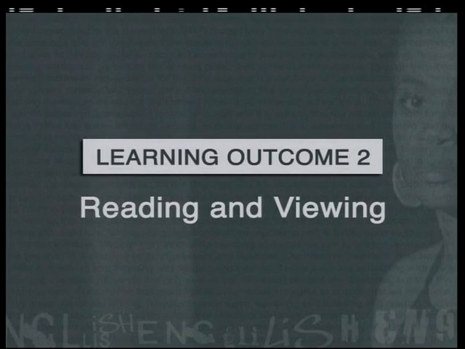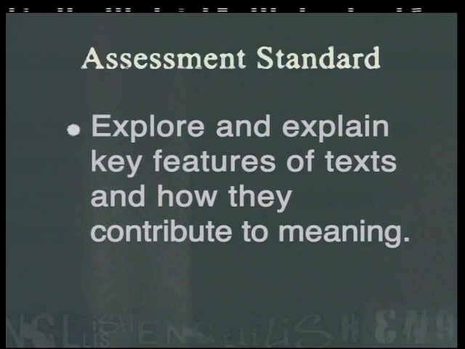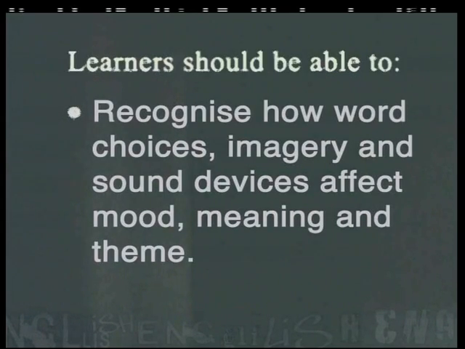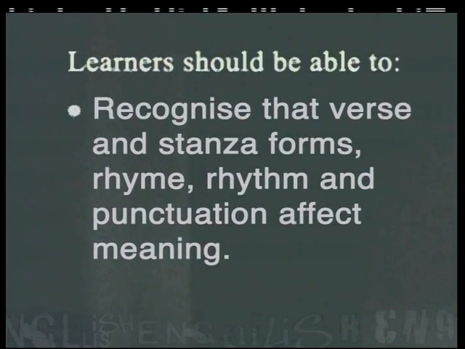The following lesson is linked to Learning Outcome 2, Reading and Viewing. It addresses the assessment standard that requires learners to explore and explain key features of texts and how they contribute to meaning. Learners should be able to recognize how word choices, imagery, and sound devices affect mood, meaning, and theme. Learners should also be able to recognize that verse and stanza forms, rhyme, rhythm, and punctuation affect meaning.